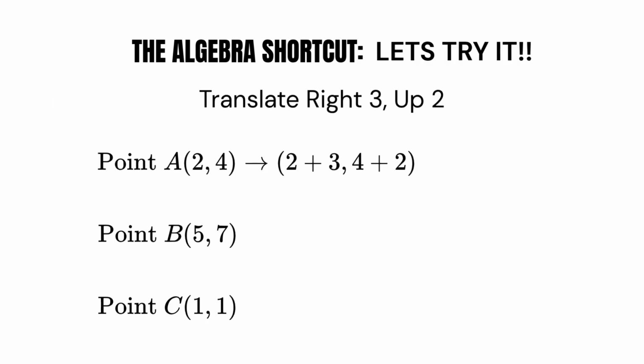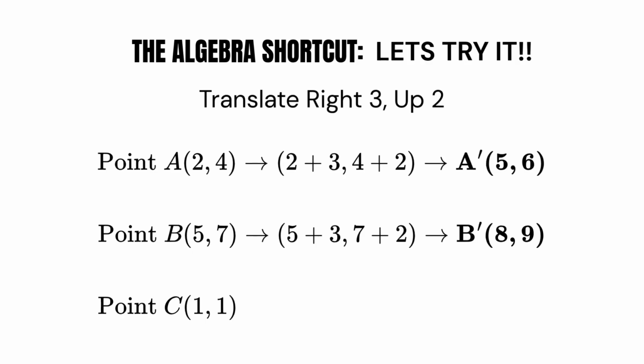For point A, we add 3 to 2 to get 5 and add 2 to 4 to get 6, giving us the point A prime with the coordinates (5, 6). For point B, we add 3 to 5 to get 8 and add 2 to 7 to get 9, giving us point B prime with the coordinates (8, 9). Finally, for point C, we add 3 to 1 to get 4 and add 2 to 1 to get 3, giving us our final vertex at point C prime with the coordinates (4, 3). By using algebra, you can calculate the exact ending position of any shape instantly, making you faster, more accurate, and completely independent of graph paper.